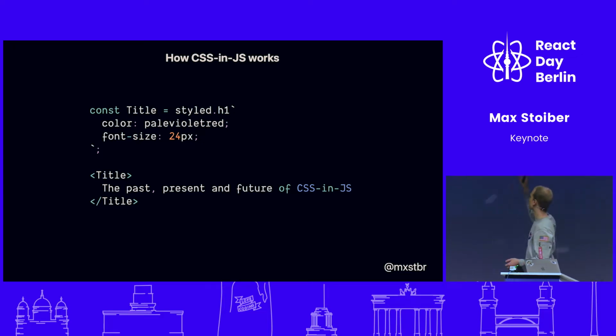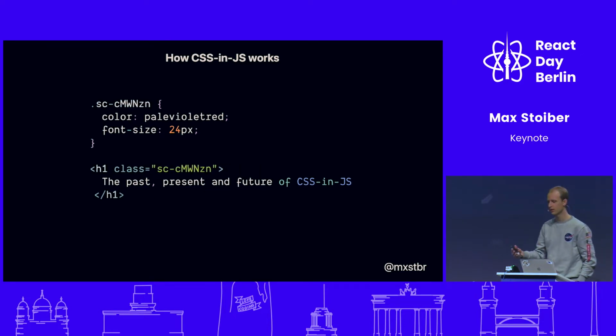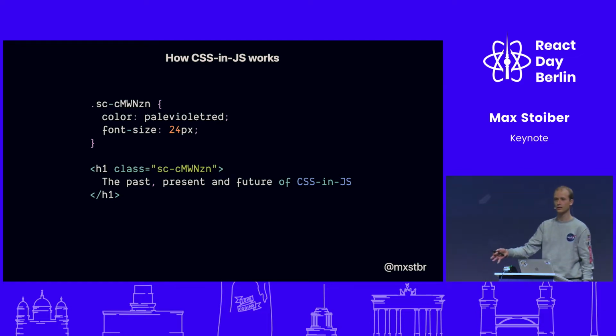In this case, we have a title component, which is a h1, right? It renders a heading. It has a color of pale violet red and a font size of 24 pixels. Now, when that is rendered into the browser, what will happen is it'll create some CSS for you with a random class name, which is based on a hash of the contents of the class. And it'll assign that class name to the DOM tag.